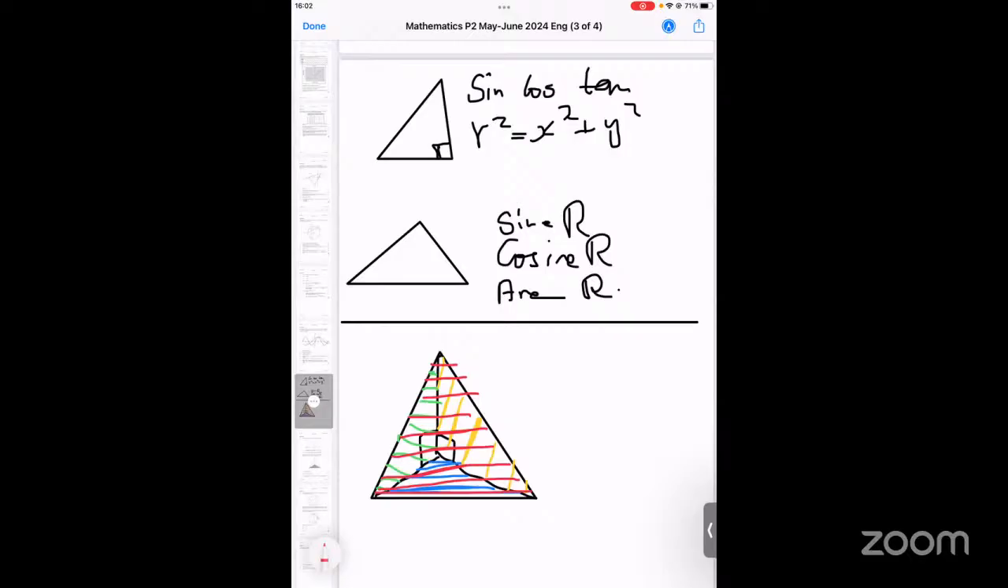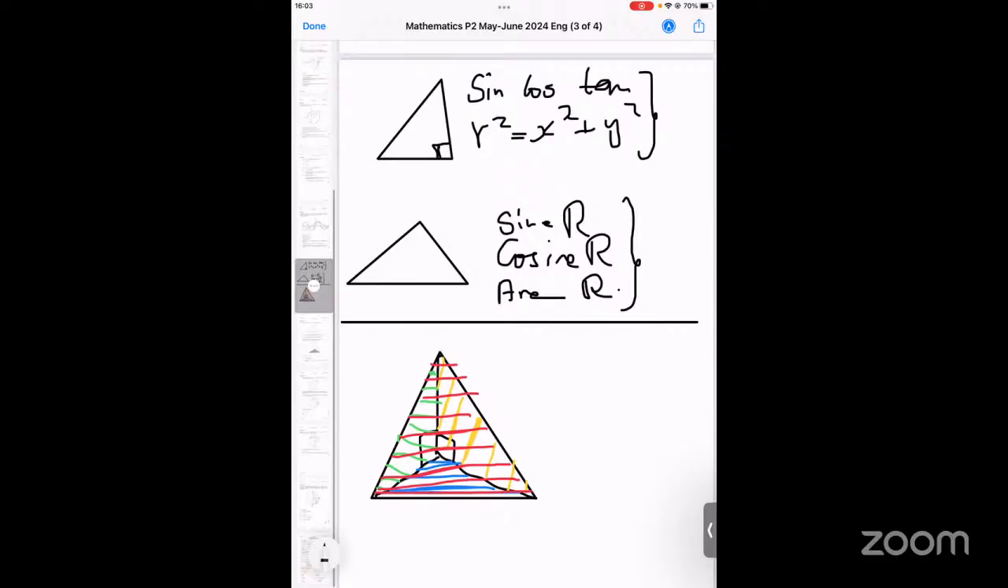So this is where you will realize that in answering questions related to this, you will need to use this information for the SOHCAHTOA and also the sine, cosine, and area rule. Are we together there, Didintle? Yes, sir. Okay, then it's fine.